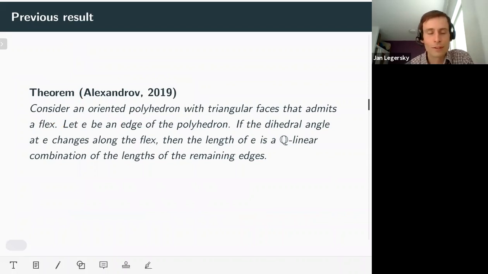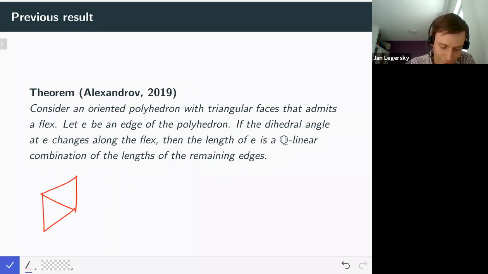So before I state our result, there is also a result by Alexandrov, only from 2 years ago. He considers an oriented polyhedron with triangular faces that is flexible. And he can show that if you pick an edge such that the dihedral angle at this edge changes along the flex, so that means that you have these two triangles, you have this edge E, and the angle between these two faces changes along the flex, then the length of this edge is a rational combination of the length of the remaining edges of the polyhedron.